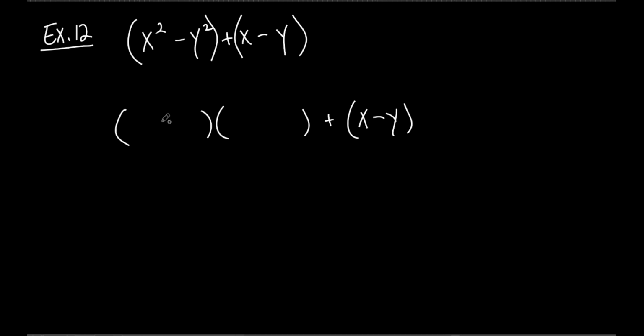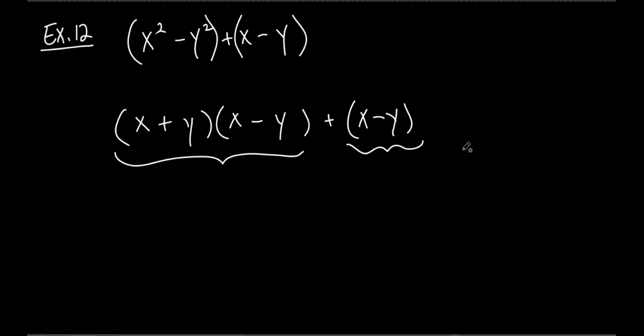Remember difference of two squares? One's plus, one's minus. Take the square root of that, that's x, take the square root of that, that's y. This is exactly the same thing, except one's an x and one's a y. Now, remember I said before you couldn't do a greatest common factor, but now we can. Look at this term, and then look at this term. Do I have anything in common with both of those? Yeah, x minus y. So let's factor out an x minus y.